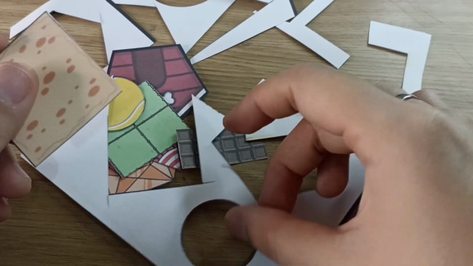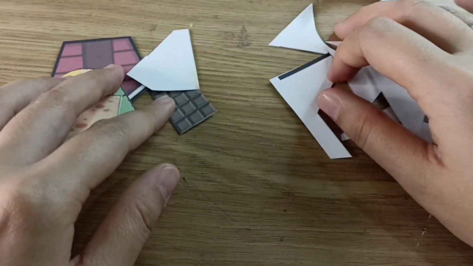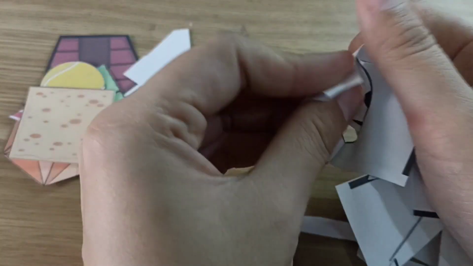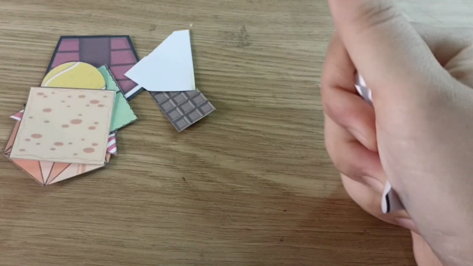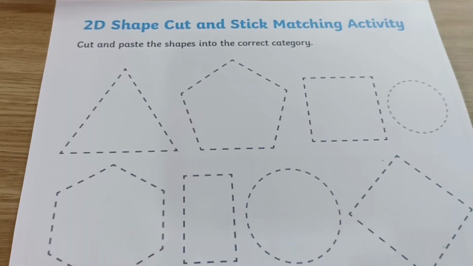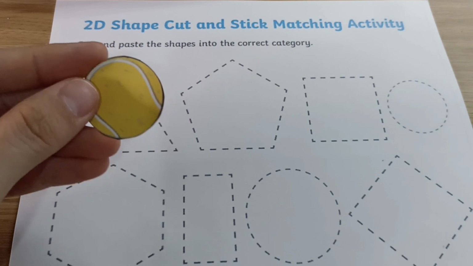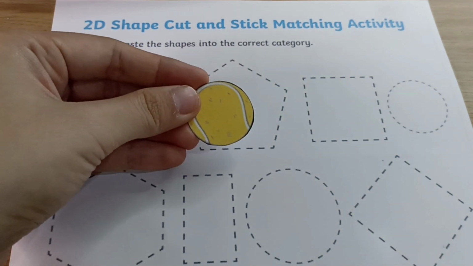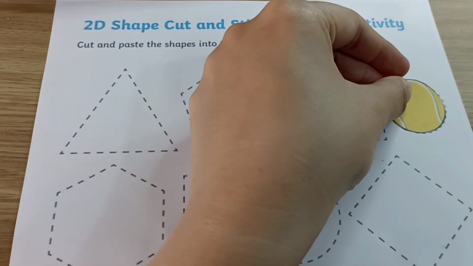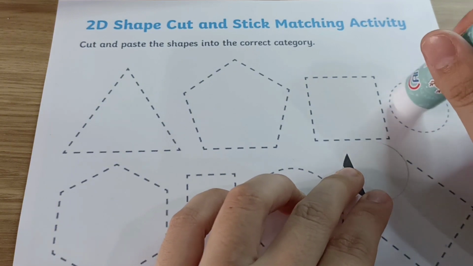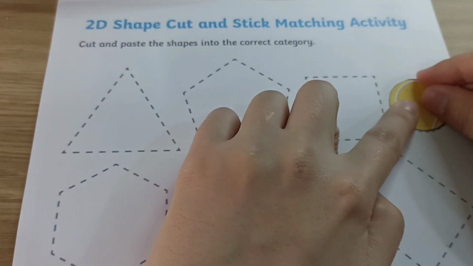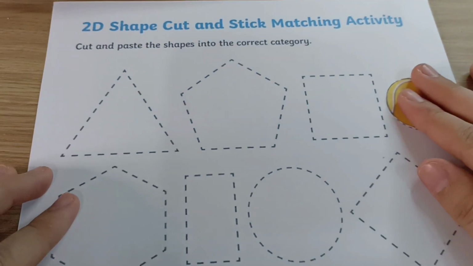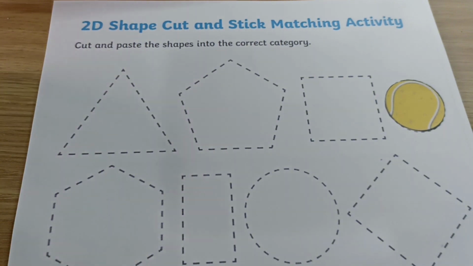Okay, now we are ready to paste it on the correct shape. And don't forget to crumple this paper and throw it in the dustbin. Now let's take the picture one by one. The first one, I have a ball, a tennis ball. Now let's match into the correct shape. And you can give glue. Spread the glue and paste it. Yes, tap tap tap. Keep going, children. Now you may try.